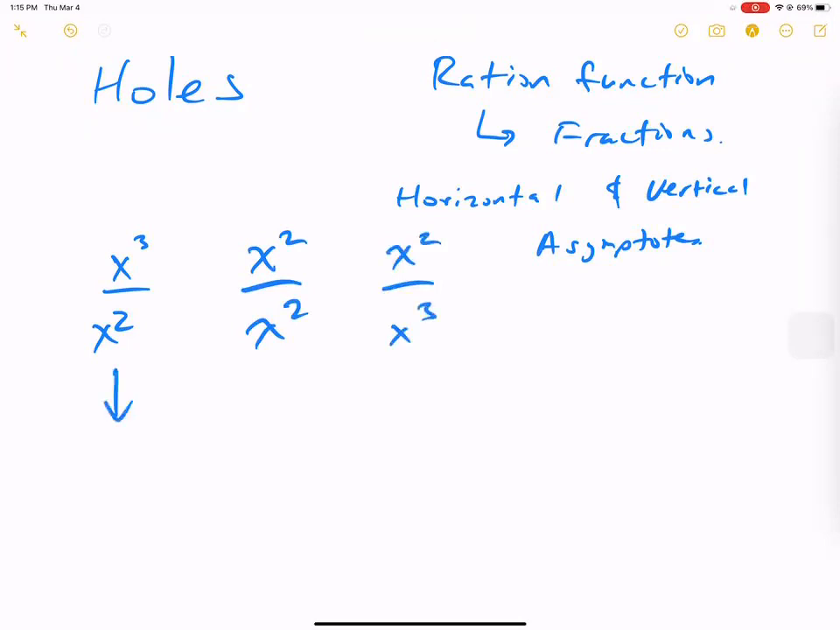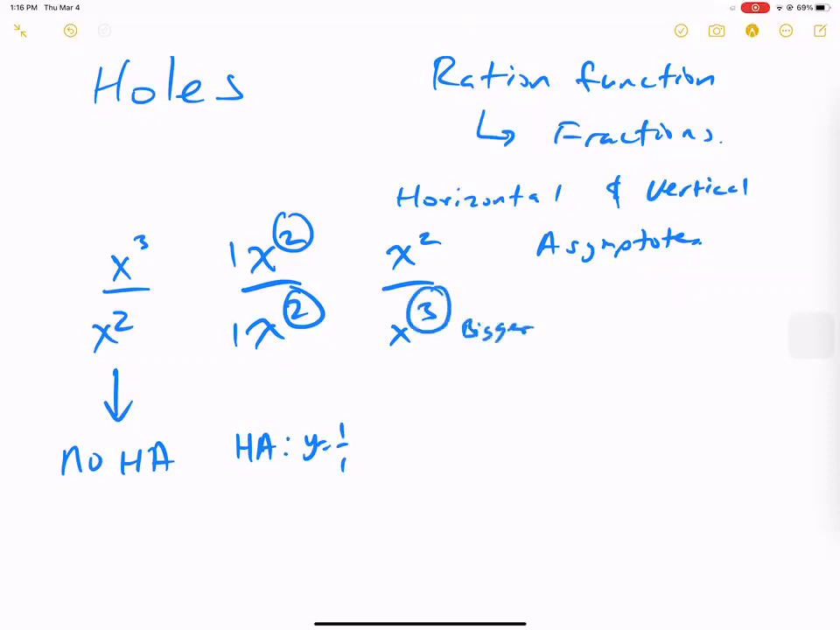If the top is bigger, there is no horizontal asymptote. If they're the same exponent, we copy the front values. That's the horizontal asymptote, here y is equal to 1 over 1. And if the bottom is bigger, that means we have a bigger bully on the bottom, and our horizontal asymptote is y equal to 0. Three simple rules. If you forget them, that's fine. You can make it up.